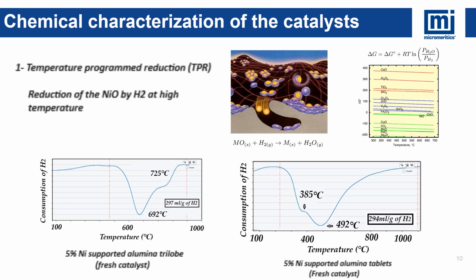So the first peak is about 385 degrees C, and the second one is 492 degrees C. The conclusion from these two peaks is that the first one, on the 3 lobes, high surface area, stabilizes and interacts very strongly with the nickel, while on the right side the interaction is very weak. So the 5% nickel on the alumina 3 lobe low surface area, it looks like the profile of the reductions looks like pure nickel oxide.